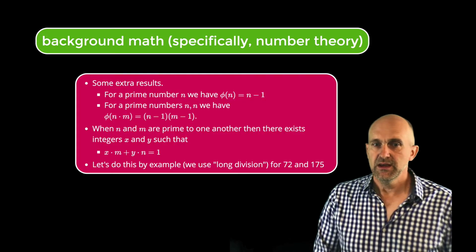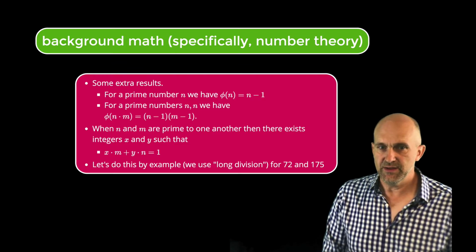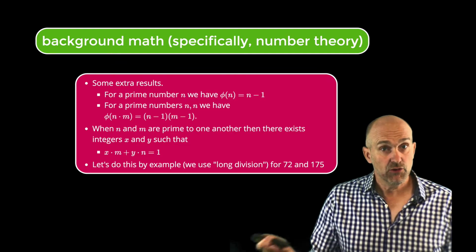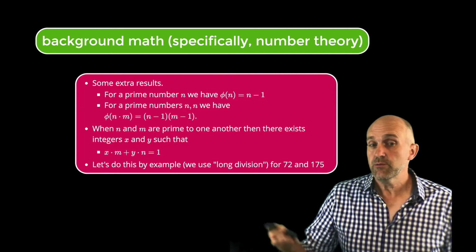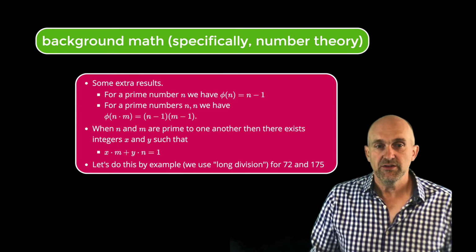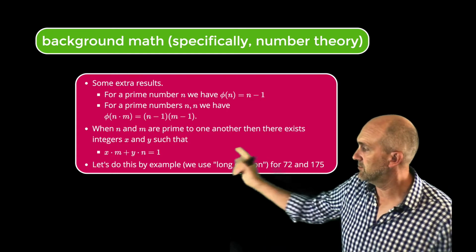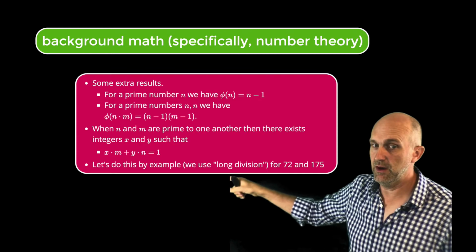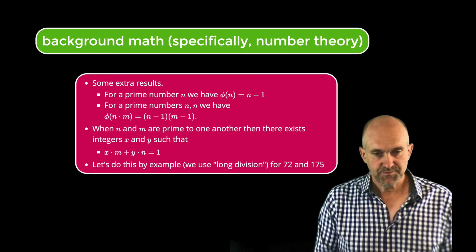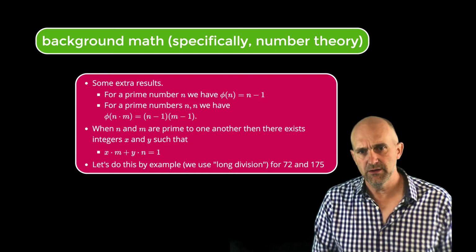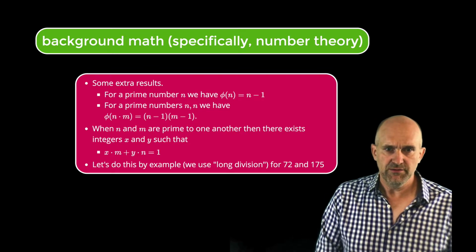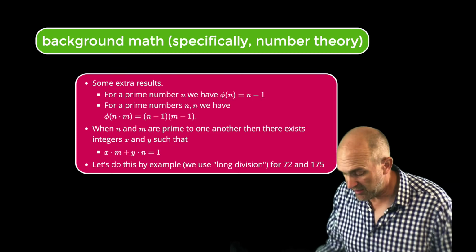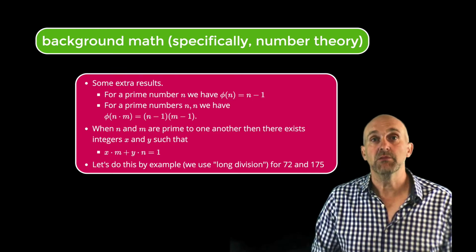Okay, now another useful fact here is that if you have two prime numbers, then for these two prime numbers there exist two integers, x and y, such that if you multiply x with the first prime number and y with the second, and add them up, the result is 1. Now we're going to do this by example for the long division, and in fact it applies to numbers m and n that don't have to be prime numbers, they just have to be prime to one another.